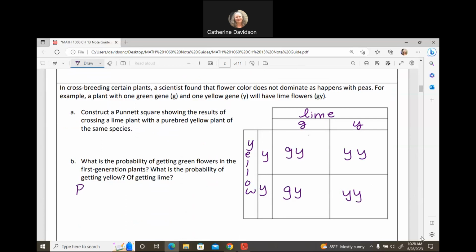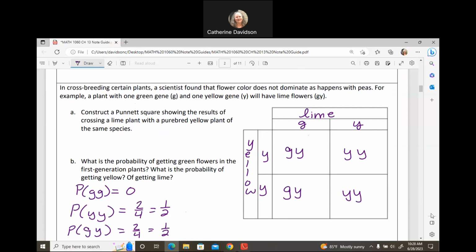So the probability of green would be GG. That's going to be 0. The probability of getting yellow, which would be YY, is 2 out of 4, or 1/2. The probability of lime, which is a GY combination, that is also 2 out of 4, or 1/2. So there's no way they could get green flowers. Now, if they crossed the lime with a purebred green, then they would get lime and green, but they would not get any yellow.